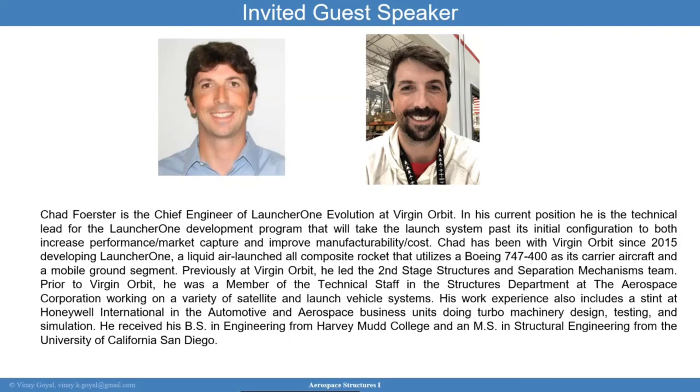Chad Foerster is a former colleague who is now the chief engineer at Launcher One Evolution at Virgin Orbit. In his current position, he's the technical lead for Launcher One development program that will take the launch system past its initial configuration to both increase performance, market capture, and improve manufacturability and cost. Chad has been with Virgin Orbit since 2015, developing Launcher One, a liquid air launch, all composite rocket that utilizes a Boeing 747 as its carrier aircraft and a mobile ground segment. Previously at Virgin Orbit, he led the second stage structures and separation mechanisms team.